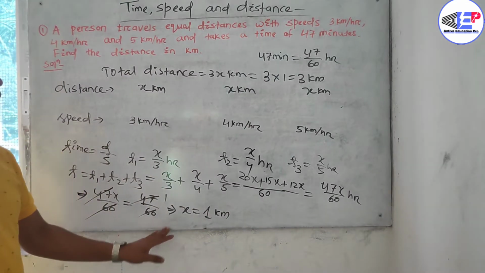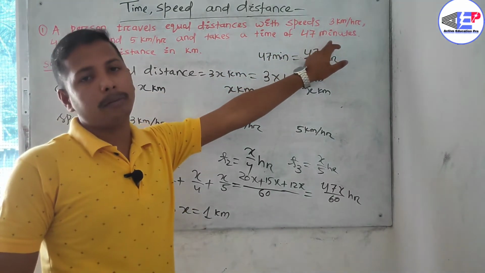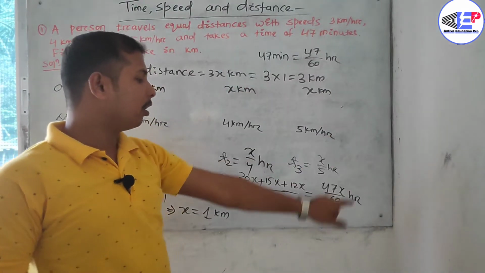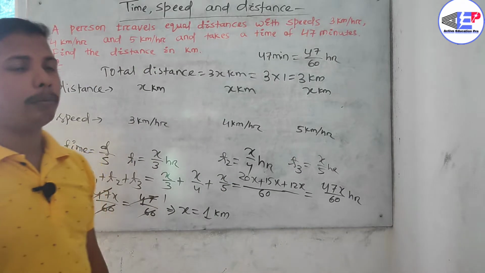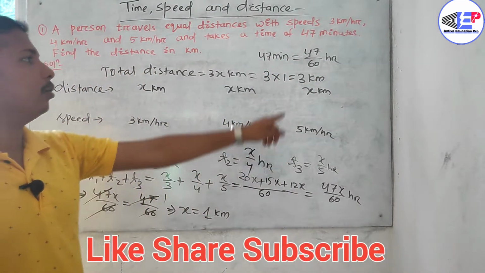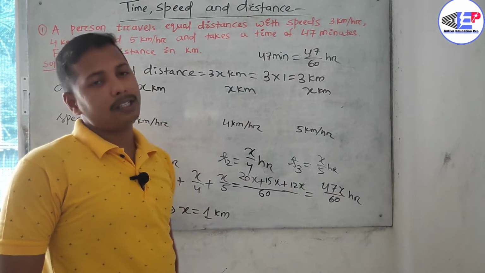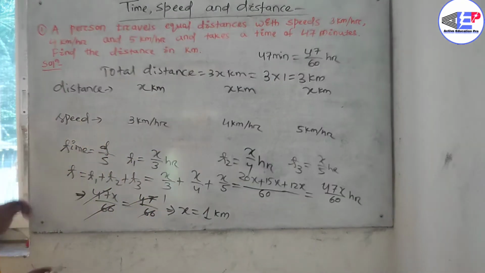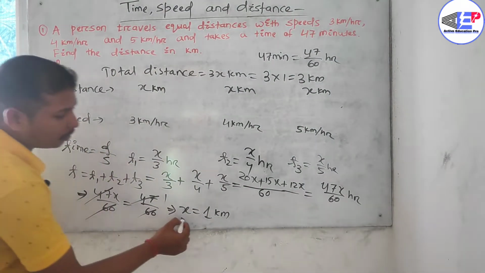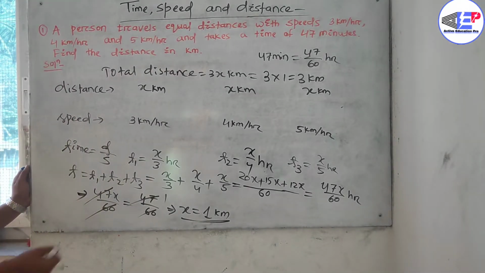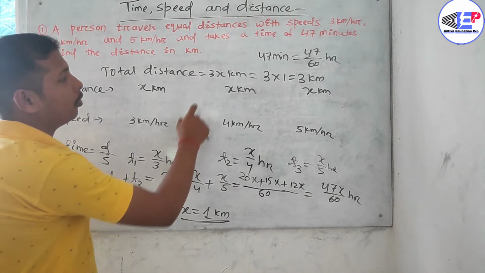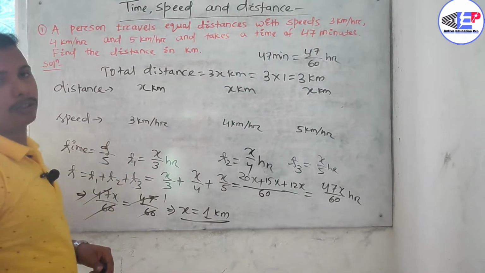But the time here is given that it is total time of 47 minutes. The man takes a total time of 47 minutes. Here time is in hour, so you have to convert the time in minutes to hour. So I will divide it with 60. So it becomes 47 by 60 hour. Now we will equate these values with this. So here we will find that x is 1 kilometer, but the total distance is x plus x plus x, that is 3x kilometer. So the value of 3x will be 3 into 1 is equal to 3 kilometer.